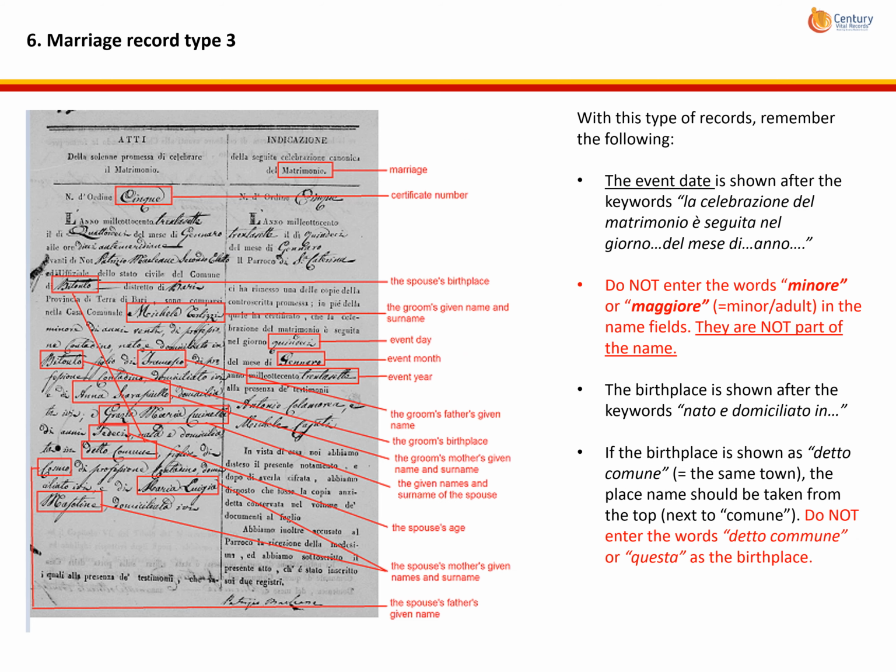In this type of record, the event date should be taken from the column on the right, shown after the keywords indicating the actual marriage date. Do not key words like minore or maggiore shown next to the groom's or the spouse's name. These words refer to the age of the groom or the spouse and are not part of their names.